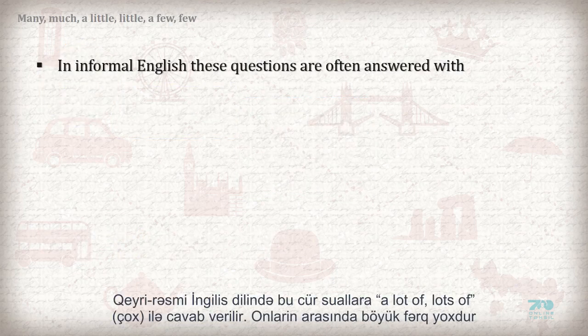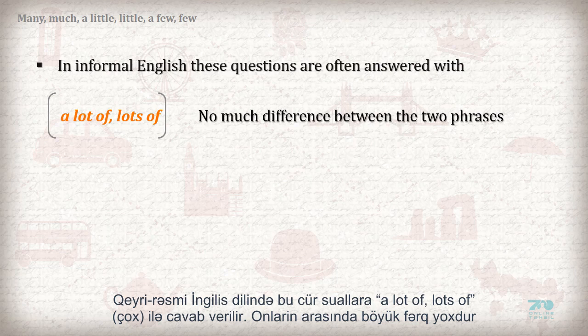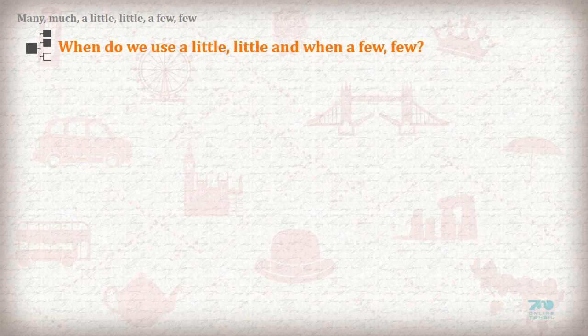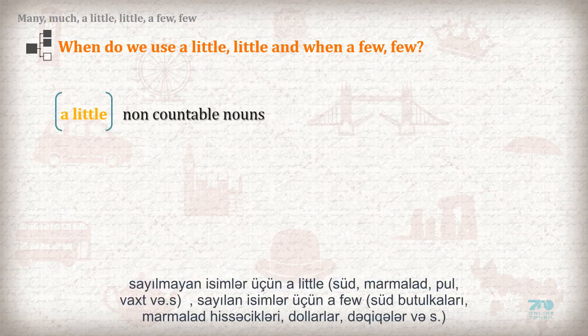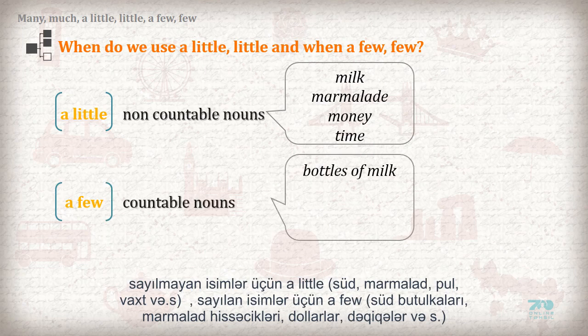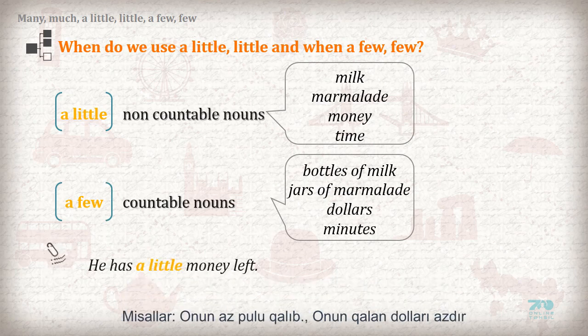In informal English, these questions are often answered with a lot of, lots of. There is not much difference between the two phrases. When do we use a little, little, and when a few, few? A little is used with uncountable nouns: milk, marmalade, money, time, etc. A few is used with countable nouns: bottles of milk, jars of marmalade, dollars, minutes. Examples: he has a little money left. He has a few dollars left.